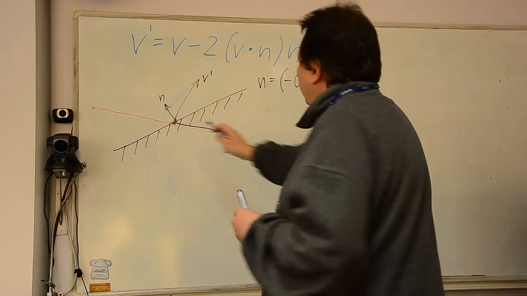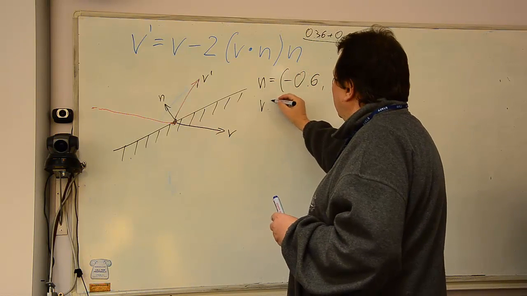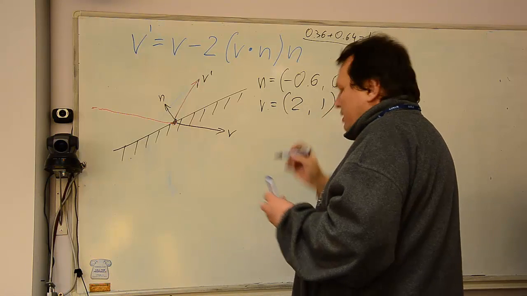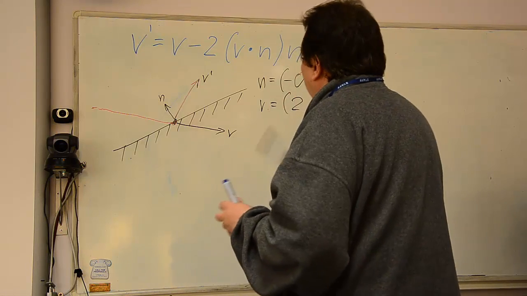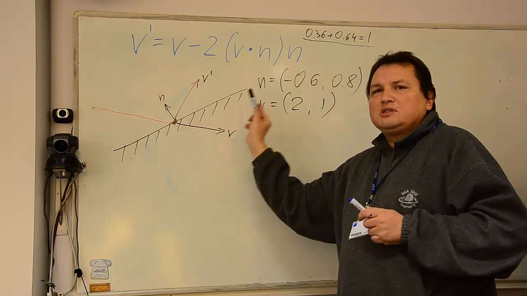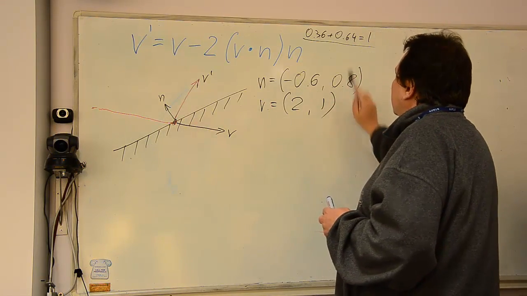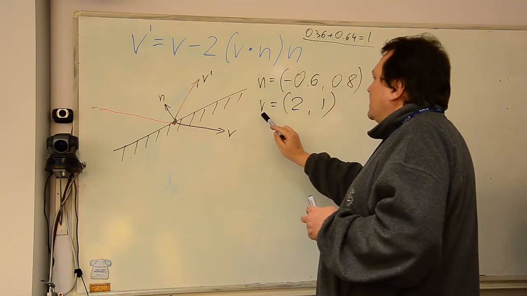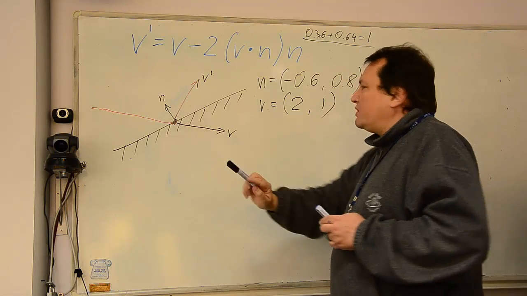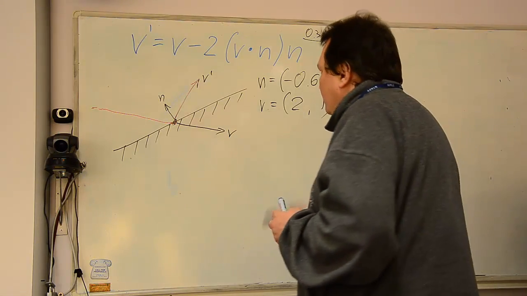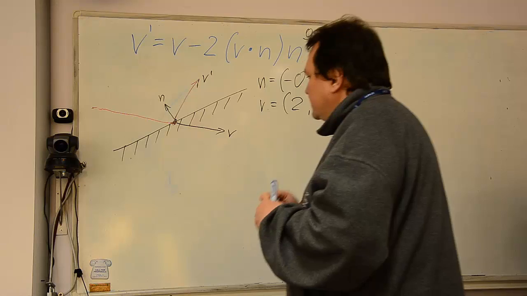And what kind of velocity may we have here? Let's say it's (2, 1). So the practical problem is we have a slope. The slope is defined by the normal (-0.6, 0.8), and the object hitting the surface is traveling with the velocity (2, 1). The question is, what's the final velocity?